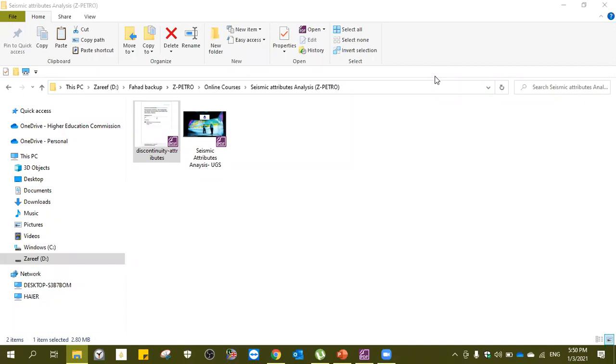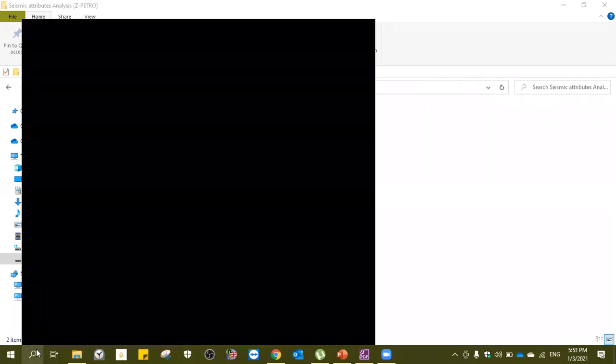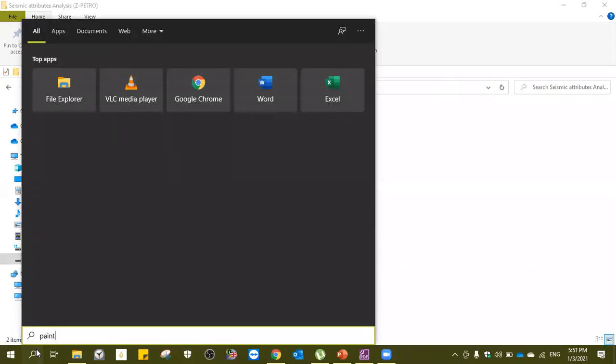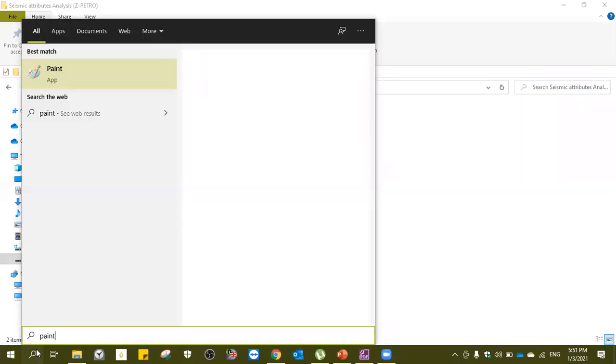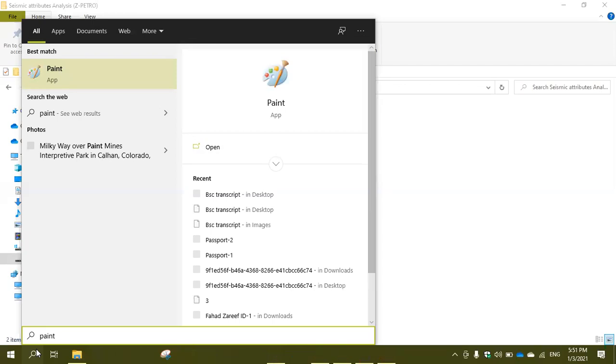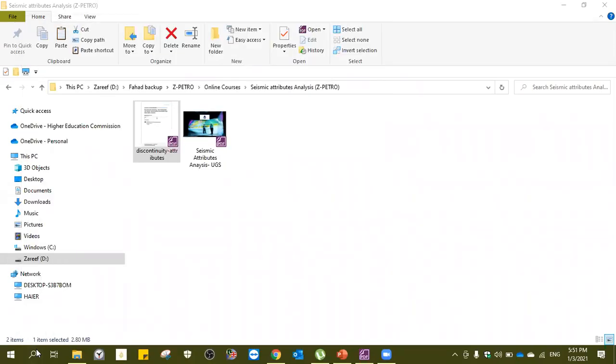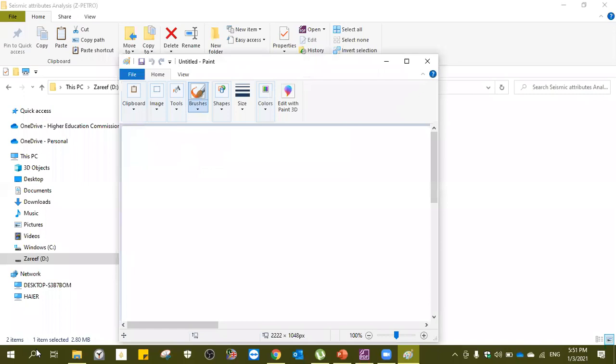All right, the next question here: what is meant by a low frequency data set and what does it signify? Low frequency data set means, I am going to use the Paint software as a whiteboard. All right, so I'm going to open this one. So we have two types of data set. We have initially the seismic traces. All right, so a combination of seismic traces makes the seismic sections.